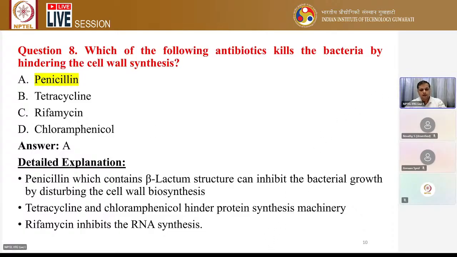Antibiotics work by interfering with the cell wall, interfering with genetic material, or interfering with the protein synthesis machinery. Penicillin is the one that disturbs cell wall biosynthesis. Tetracycline and chloramphenicol hinder protein synthesis, and rifamycin inhibits RNA synthesis.